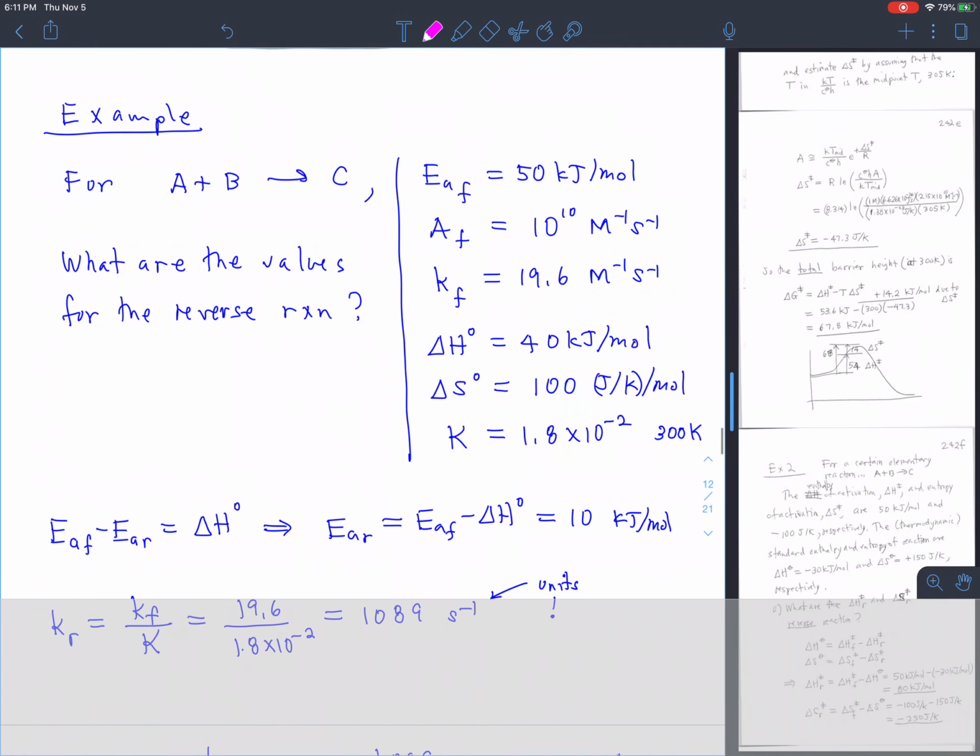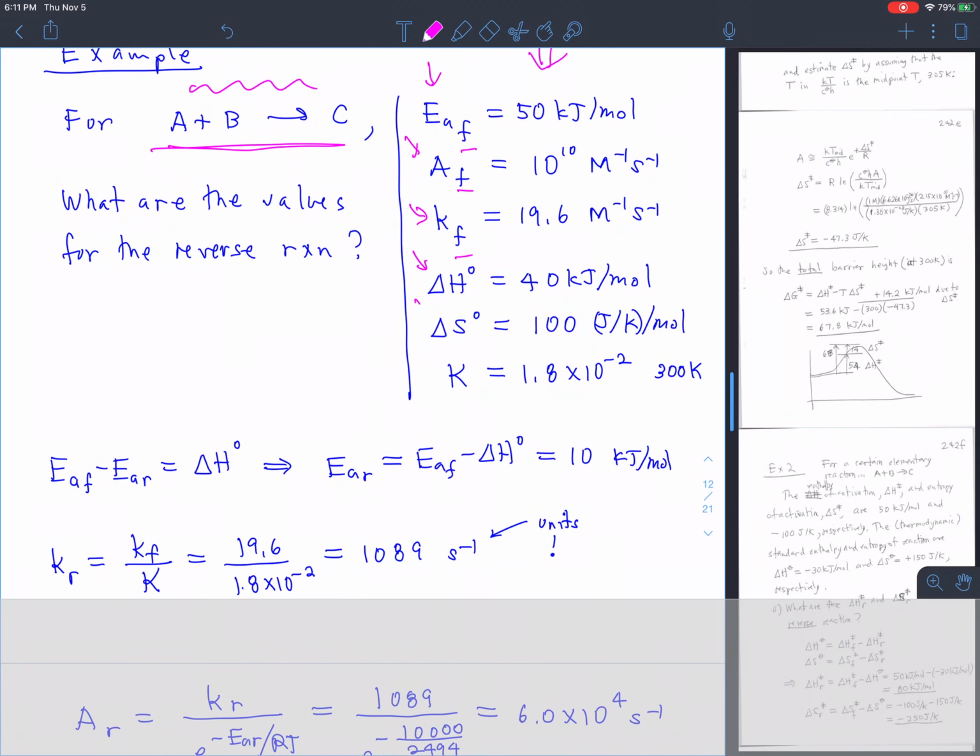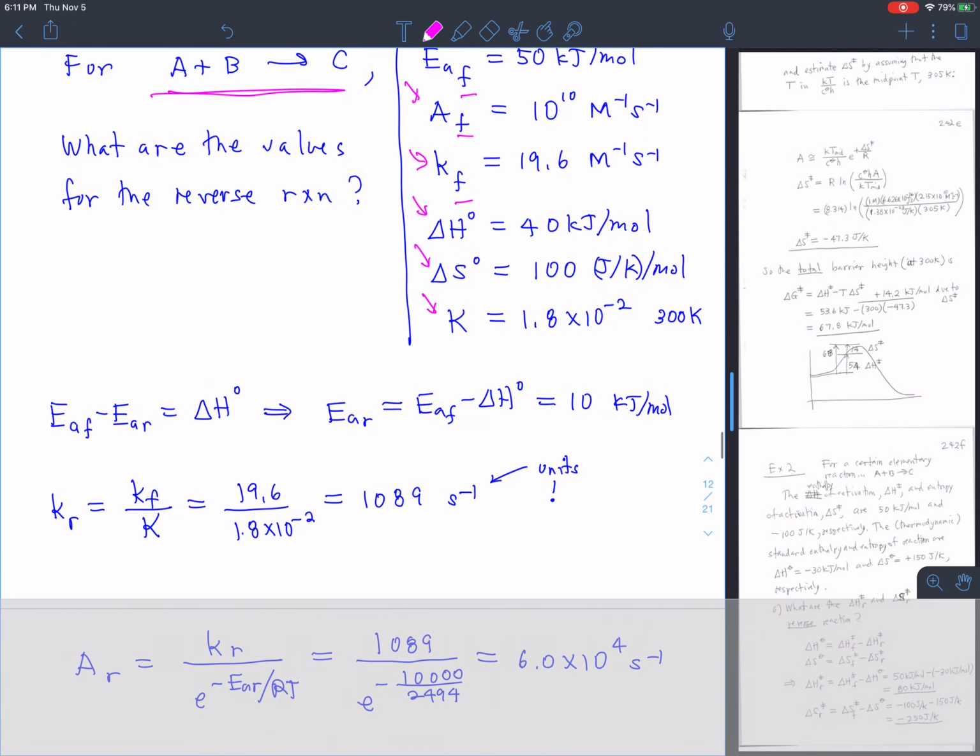Let's do an example. So we have some generic reaction here, A plus B goes to C. A lot of these examples, it doesn't really matter what the reaction is. All that really matters are these numbers over here. So for this reaction, we're given all these quantities for the forward direction. Notice the little f here, forward. And we're also given some thermodynamic quantities, delta H, delta S, and the equilibrium constant, right? The equilibrium constant stands in for delta G here, because the equilibrium constant is e to the minus delta G over RT. So that delta G is contained inside this equilibrium constant, at least for a given temperature.